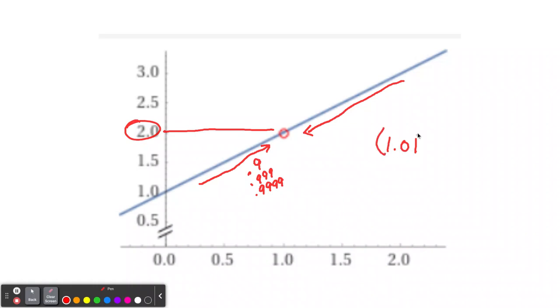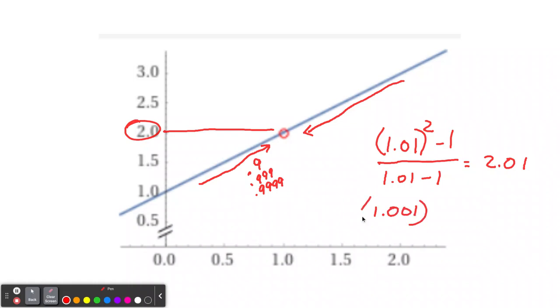And just plug that in. 1.01 squared minus 1 over 1.01 minus 1. And you're getting 2.01. So you're getting closer to 2 on the other way. And if you kept going, let's say 1.001 squared minus 1 over 1.001 minus 1. Just plug it in the calculator. 2.001. See, you're getting closer. As you get closer and closer to the limit of 1, you're approaching 2. But you're never going to get to 2. That's the limit. You're never getting to 2.